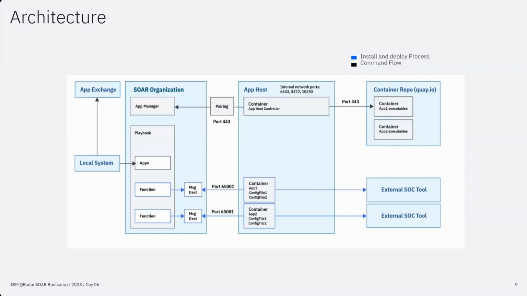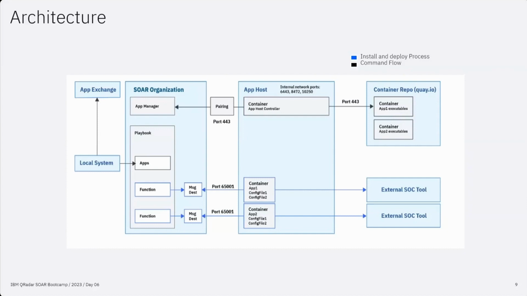Now, at the last, you can see there is container repo, QRadar.io. What is this? So AppHost by default connects to IBM official repository, QRadar.io, to access the app's executable. However, you can configure your AppHost to use your own repository. We'll be looking at that as well.